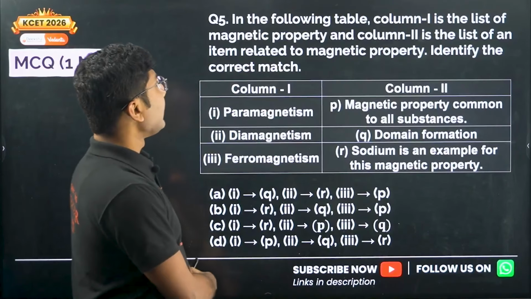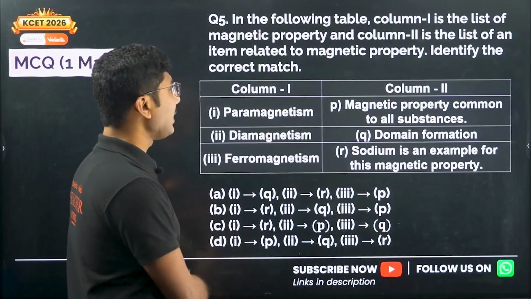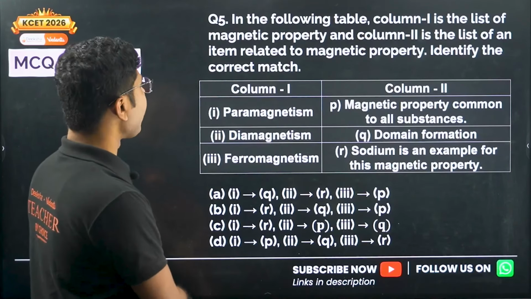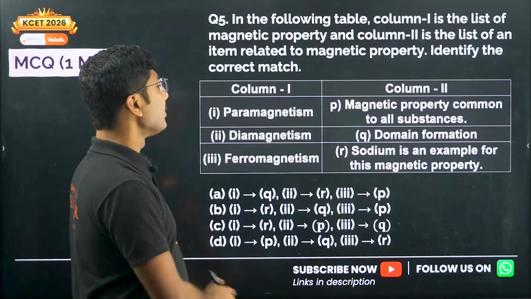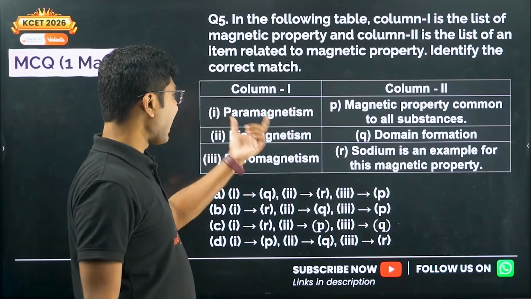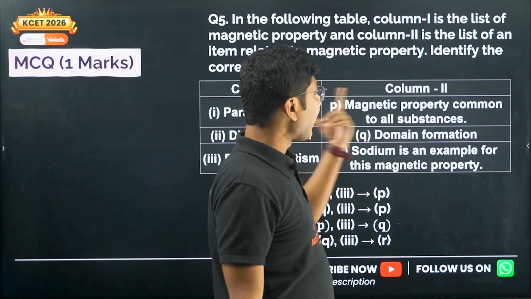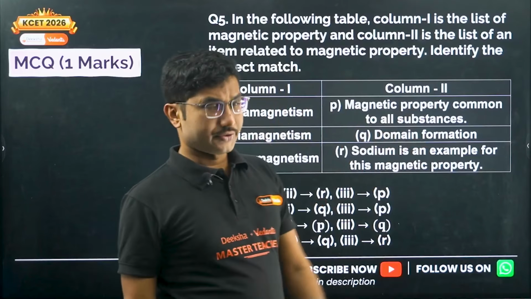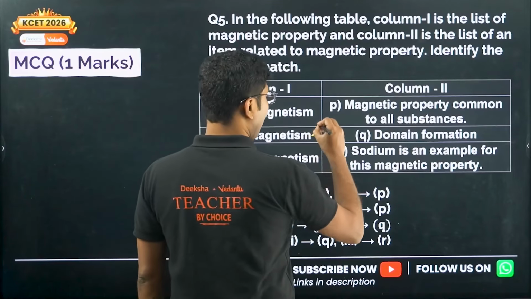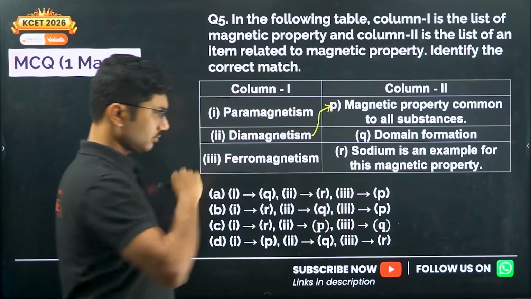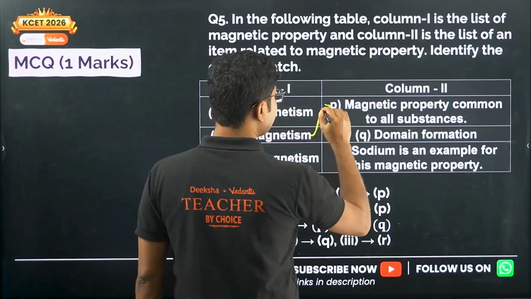Next question. In the following table, column 1 is the list of magnetic properties and column 2 is the list of items related to magnetic property. Identify the correct match. So what are the magnetic properties? Paramagnetism, diamagnetism, ferromagnetism. What is in column 2? Magnetic property common to all substances. Which property is common to all substances? All substances are by nature diamagnetic, so 2 is matching with P.